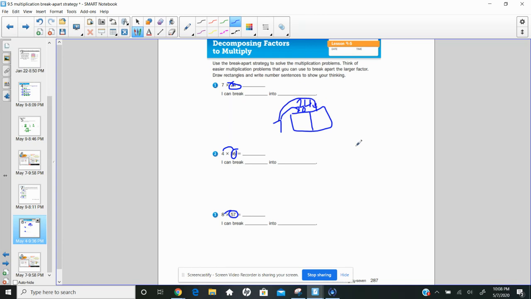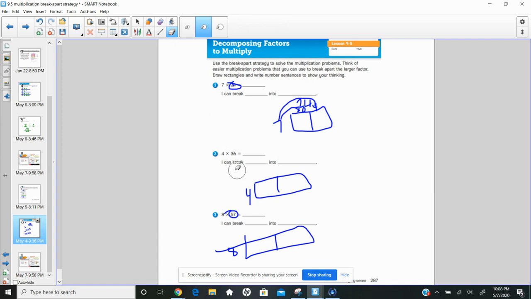I even helped you with number 1 here. You're going to do the same thing. Draw your rectangle. Break it apart. Write the 1-digit number. The same pattern each time. This is 36, I think. Is that right? Yep. So you would break that up, put one number here and the other number here. 57, you're going to put one number here and one number here. And then multiply each one, and don't forget to add up your answers.